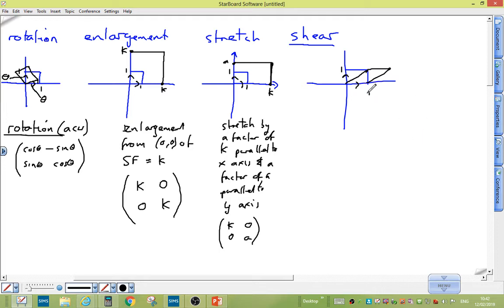Enlargements, right, so enlargements comes onto it. Right, so the new one would be shearing, a shear, where the x-axis is the invariant line. Invariant line, okay? You will end up with a shear with a shear factor of k.